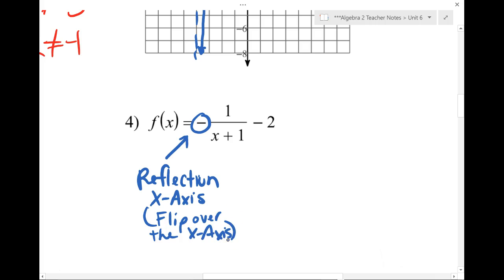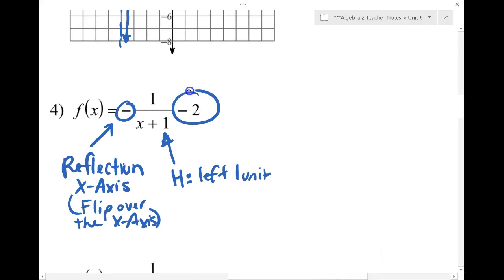Okay. Now let's find if there's any horizontal shift, and it's x plus 1. X is a liar, so that means we've got a shift moving to the left 1 unit. And this number outside here, the -2, tells us the vertical shift. So our vertical shift is going down 2 units.